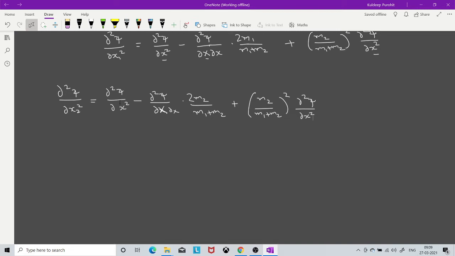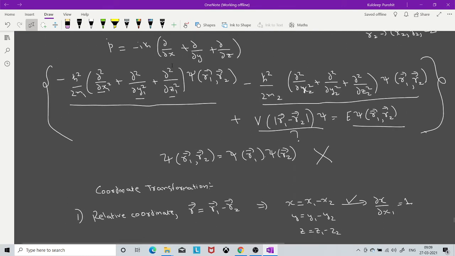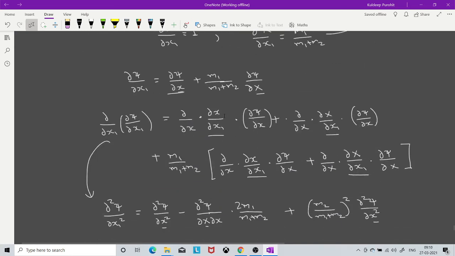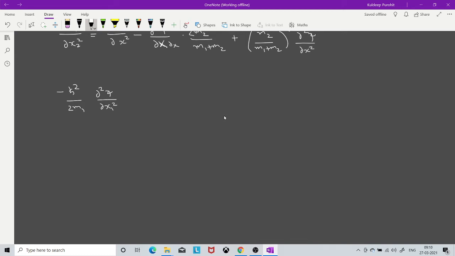And now what you have to do is, here it was del square by del x1 square, and here you are having x2 square, so if you club both these terms then you will be having minus h cut square by 2 m1 del square psi by del x1 square minus h cut square by 2 m2 del square psi by del x2 square.